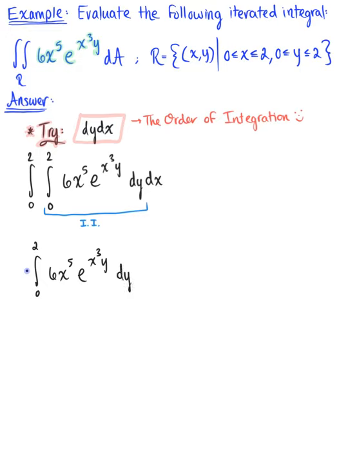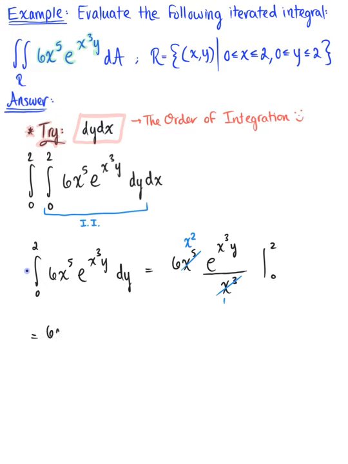So this is a beautiful general antiderivative. This leaves us with 6x to the fifth multiplied by the natural exponential raised to the x cubed y divided by the constant x cubed, and we're evaluating from 0 to 2. And look at this beautiful simplification. The x cubed cancels with 3 of the x's in the numerator, leaving us with 6x squared.